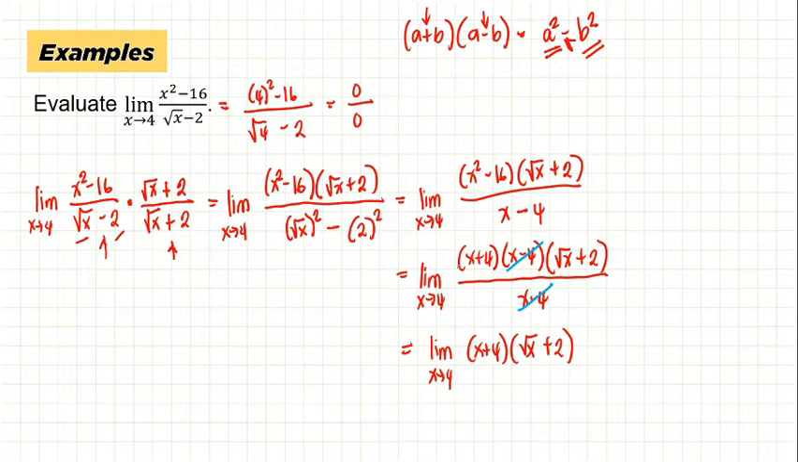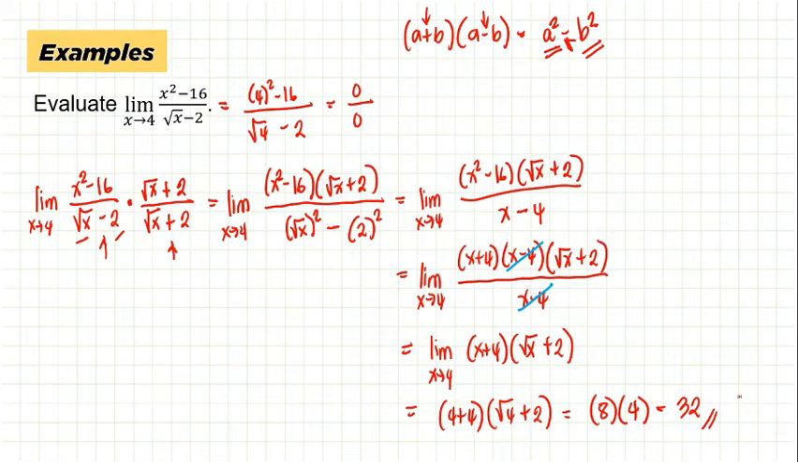So from that, doing direct substitution, we will have 4 plus 4 times square root of 4 plus 2. So we will have 8 times 2 plus 2, you have 4. And this is equal to 32. So that will be our final answer.